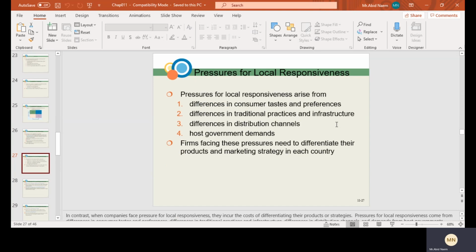Pressure for local responsiveness arises from differences in consumer tastes and preferences. The market you are about to enter, its customers will have their own culture and their own taste preferences, so you have to respect them. Or traditional practices or infrastructure can be different in the new market where you want to enter, so you have to be conscious of that. And then differences in distribution channels, business practices differ from country to country and region to region, or maybe there are certain demands from the host country where you want to establish your international operations. Firms facing these pressures need to differentiate their products and marketing strategies in each country.